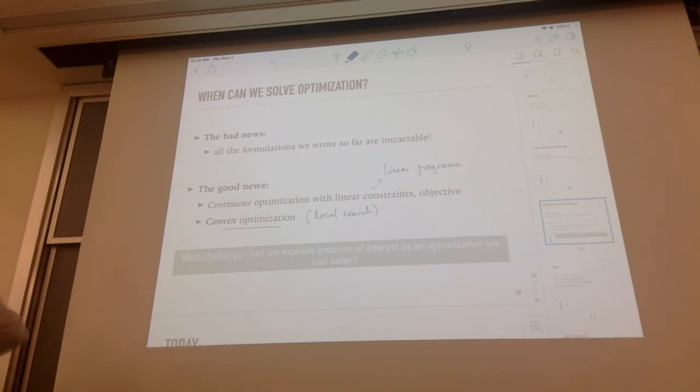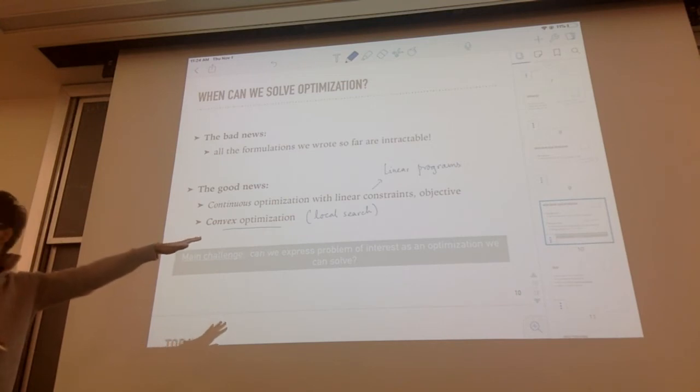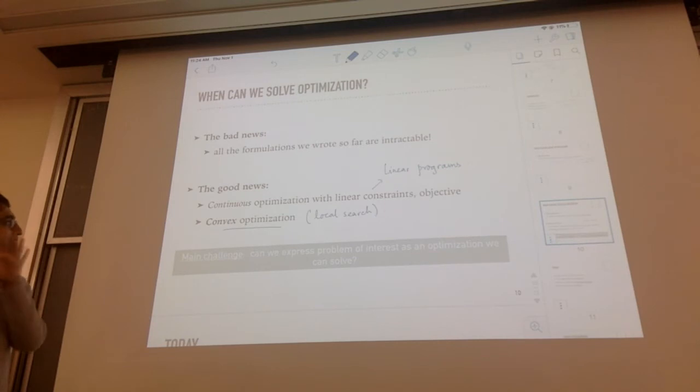Now the main challenge becomes: can you express the problems that we have of interest, which are often discrete optimization problems, as some of these continuous optimization problems? And if so, let's say you solve some continuous optimization problem and get a solution. How do you get back an integer solution from it? Those are the kinds of problems we want to discuss. That's the general goal.